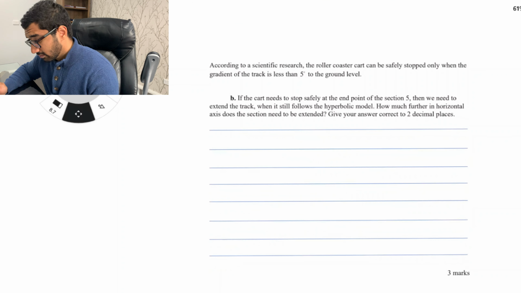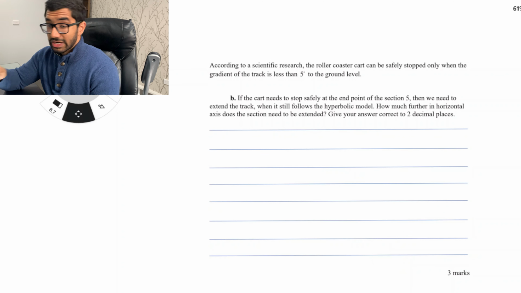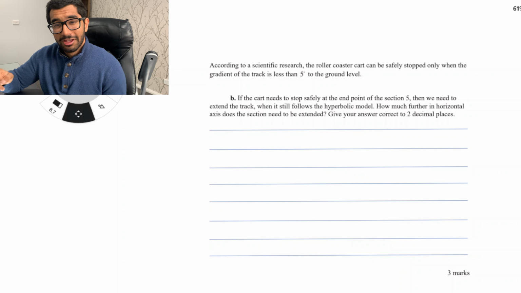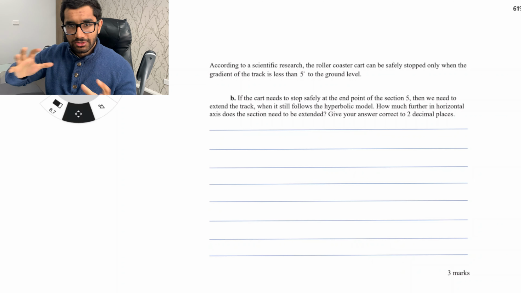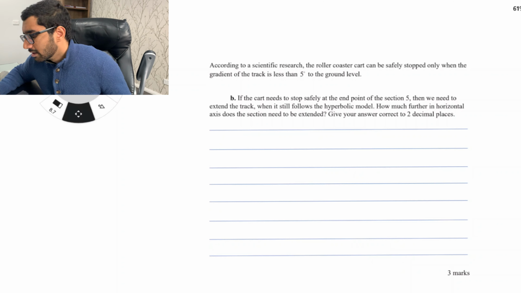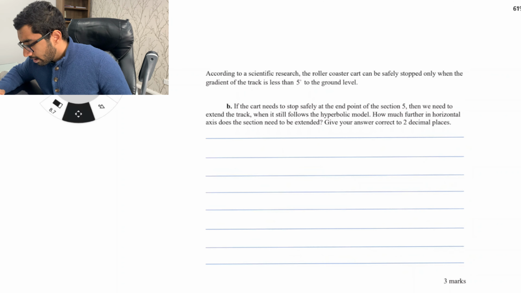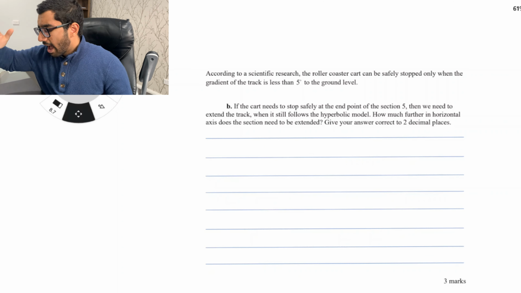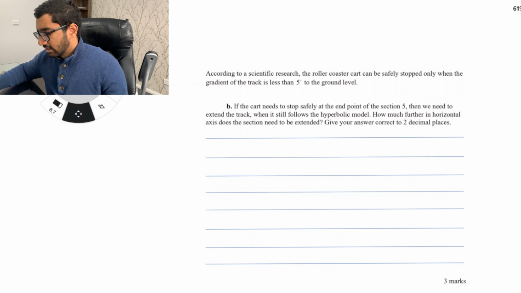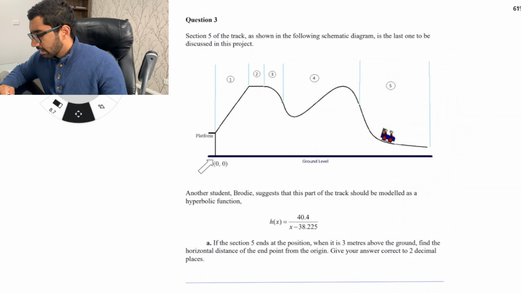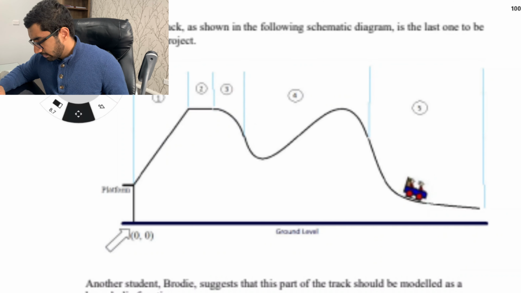According to scientific research, it can only be stopped when the gradient is less than 5 degrees. So once again, they're kind of making that link between gradient and the degrees. So there's going to be some m equals tan theta business going on here, okay? So if the cart needs to stop safely at the endpoint of section 5, then we will have to extend the track. So how much further in horizontal axis does this section need to be extended? Okay, so this one's a little bit of a deeper question. So I'm going to kind of explain my thought process for this one, okay?